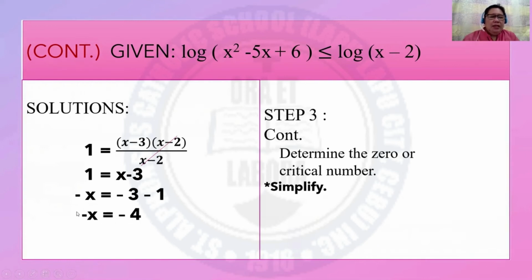You can simplify this part. You can multiply each member of the equation by a negative 1 or divide each by a negative 1. Then we can have x is equal to 4. Now 4 is the value of the 0 or the critical number.